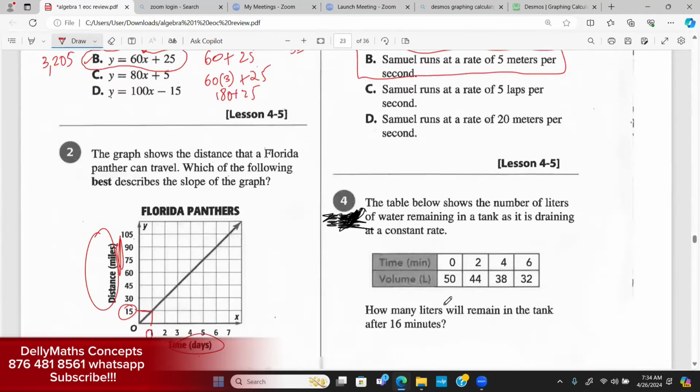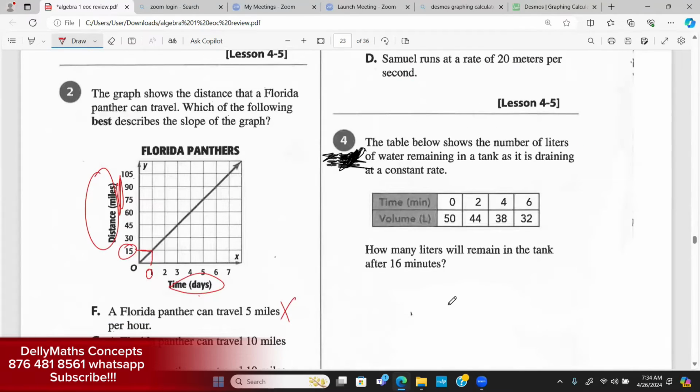All right, let's go to number 4. Number 4 is the table. The table below shows the liters of water remaining in the tank. Remaining is the word, so we have to be careful here. That is what is left in the tank after it has been drained out. How many liters will remain in the tank after 16 seconds?